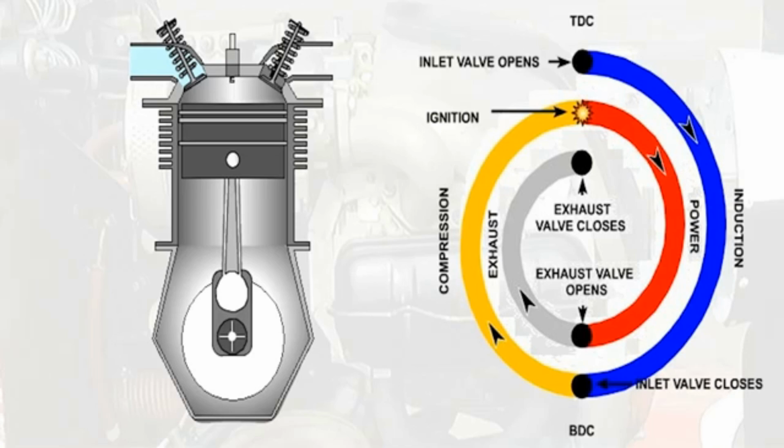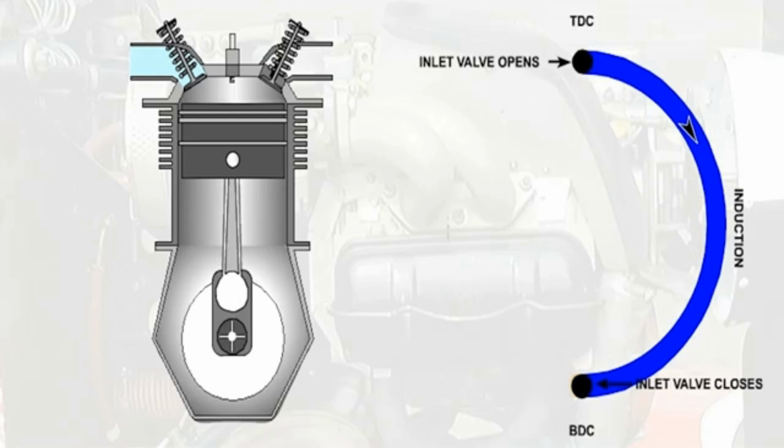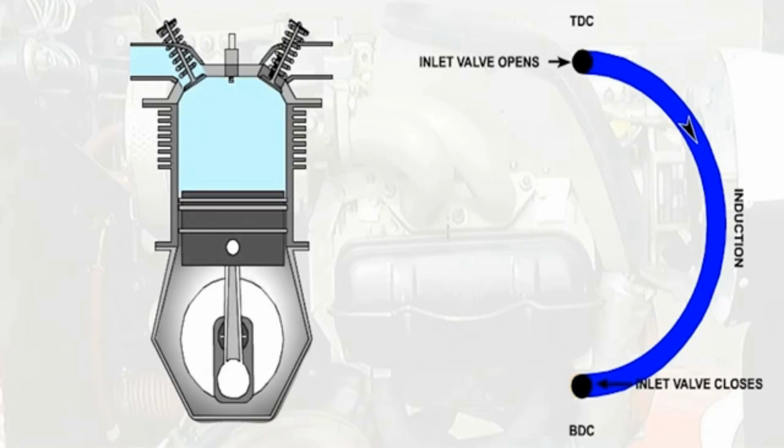The timing diagram for the Otto cycle is shown on the right side of the screen. The induction stroke. At top dead center, the inlet valve opens and the piston descends, creating a depression, drawing the air-fuel mixture into the cylinder. At bottom dead center, the inlet valve closes.